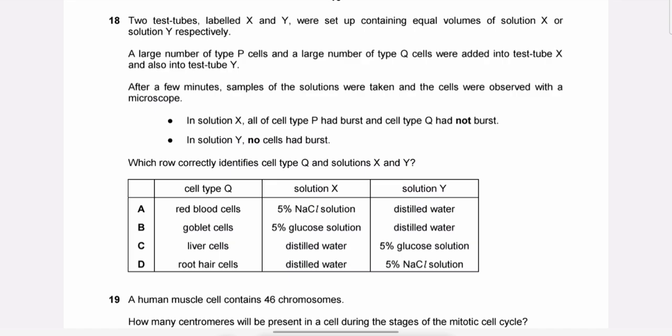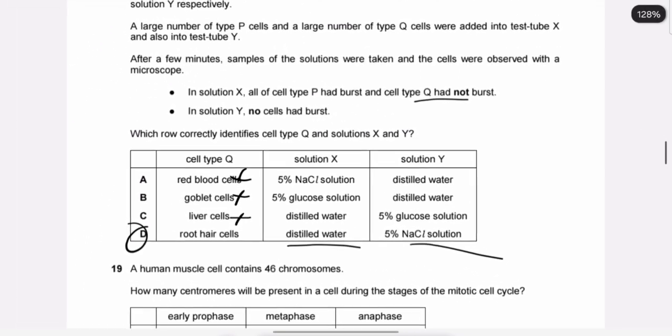So cell type Q is the one type that had cells which did not burst. So if it did not burst, then looking at animals and plant cells, I'll go with plant cells which have cell walls, and that way we have high chances of cells not bursting even when water is to get in by osmosis. So red blood cells will be out, goblet cells, liver cells. So then we're left with D, root cells, and the rest can sort itself out.